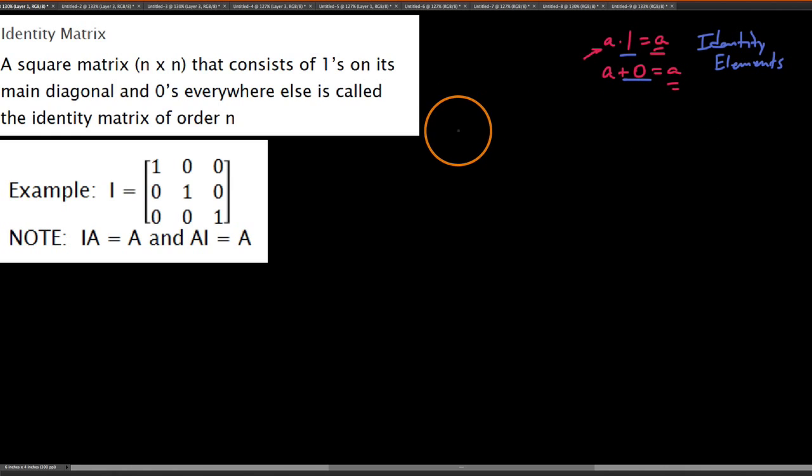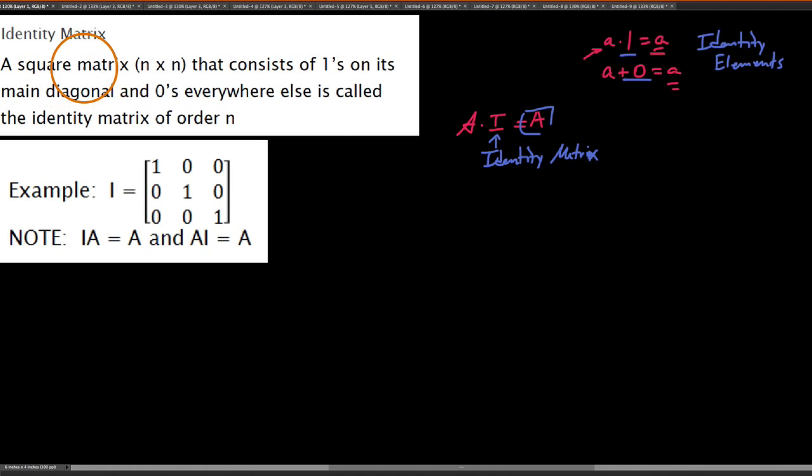So the question here is this: is there a multiplicative identity for matrices? Can we think of a matrix that when I take it times A, I really just get A back again? We do actually have this matrix, and we refer to it as the matrix I. The nice thing about I is that I is the identity matrix, and it is the matrix that when we multiply any matrix by it, we get the same matrix we started with back again.